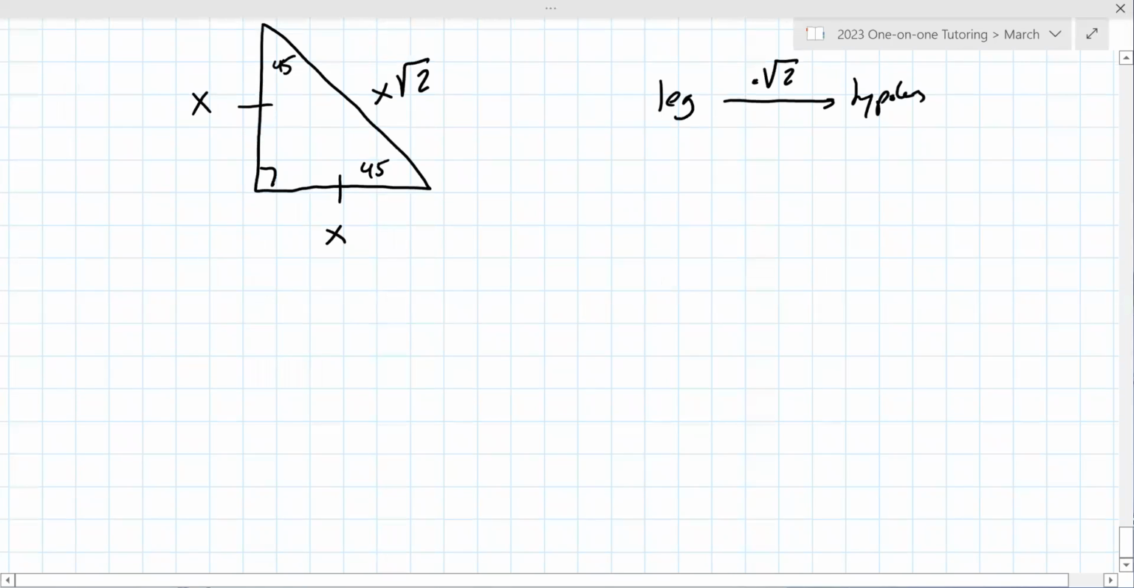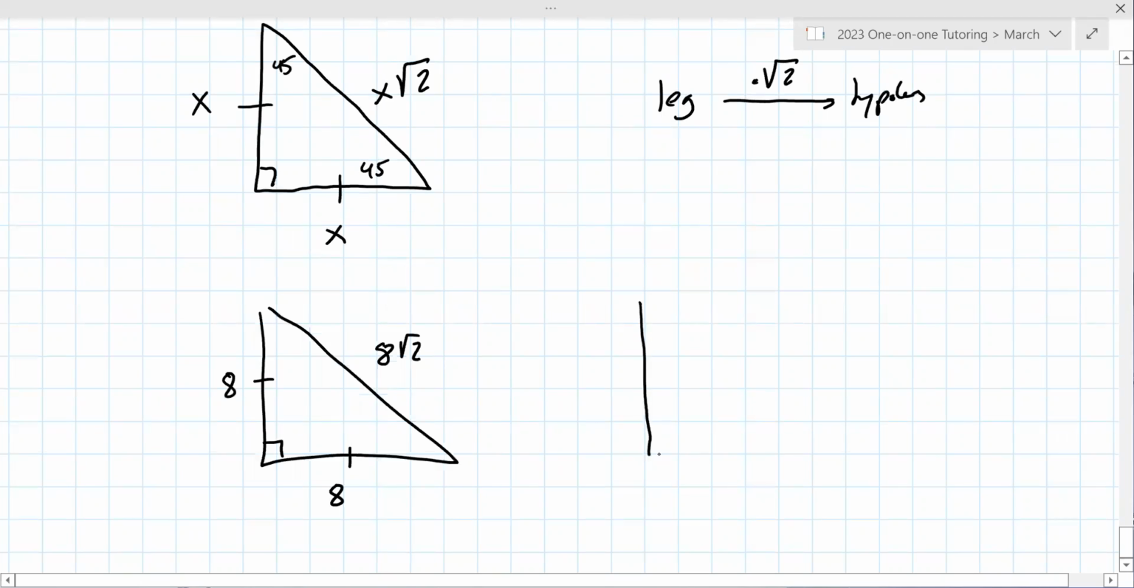Okay, let me give you a quick example here. Let's say the leg is 8. What's the other leg? That would also be 8. And the hypotenuse is 8 square root 2, because you take the leg and you multiply by the square root of 2.